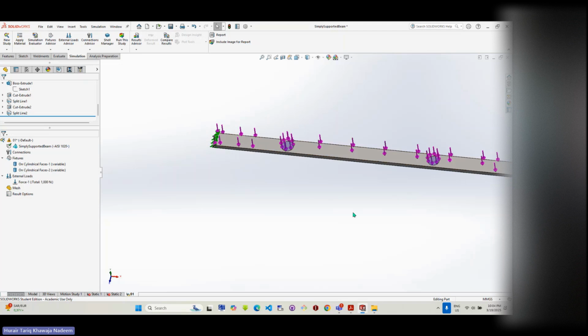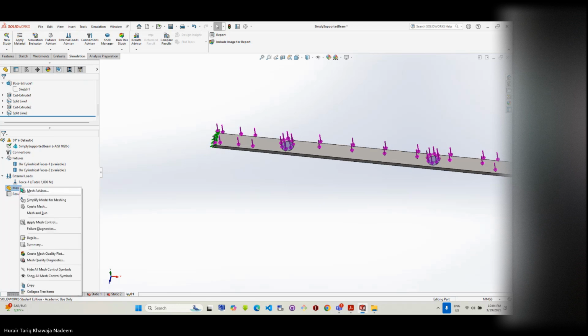Now what you do, you come to the mesh. And you click on mesh. And then it says mesh advisor, again the help thing. Simplify models for meshing. If you need a simple model, you go here. We are going to do create mesh and mesh control. We are going to discuss details and summary as well. You can do the mesh quality plots as well. Anyway, these are the two main things: create mesh and mesh control.